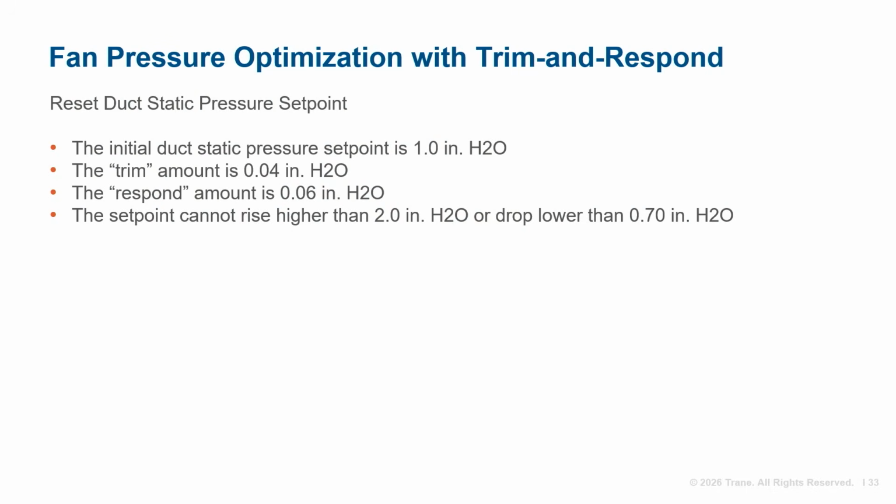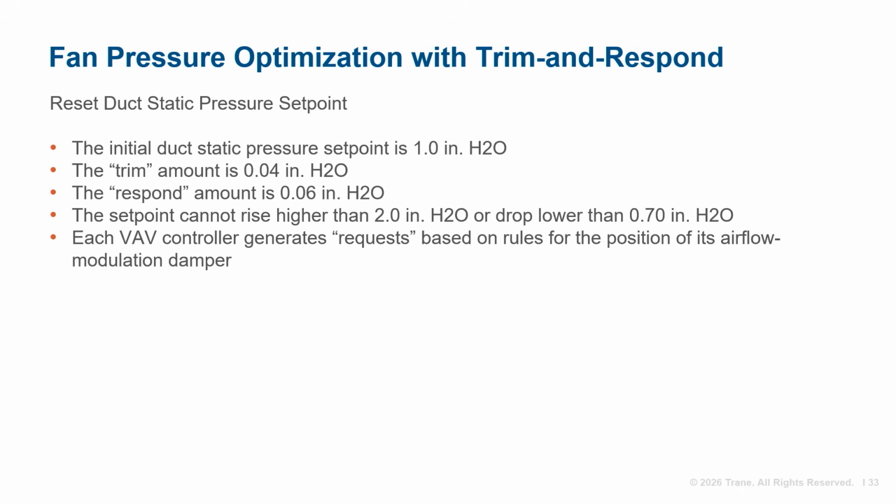Now let's look at an example. The following example shows how trim and respond operates to perform fan pressure optimization. We start with an initial duct static pressure setpoint, in this example, 1 inch of water. We will define some parameters for the system. We will continuously trim at 0.04 inches and will respond a little faster at 0.06 inches. We set a maximum value for the duct static pressure setpoint of 2 and a minimum of 0.7 inches.